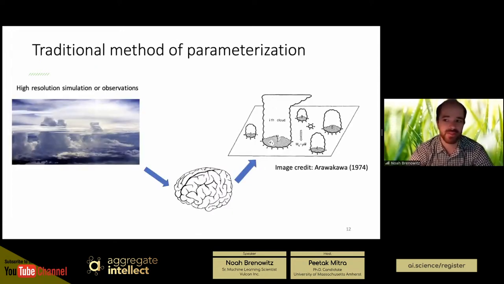So the traditional method for parameterization is that some observations, or possibly more high resolution, more expensive simulations, go into the brain of a scientist, and this brain produces a simplified, sort of cartoon of what this process looks like. And then this cartoon gets turned into Fortran code and plugged into a climate model. So this process is sort of inspired by data, but not rigorously connected to the data.